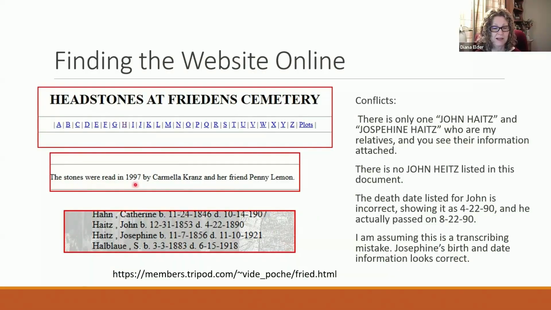The headstones were read in 1997 by Carmela Krantz and her friend Penny Lemon. So this lets us know when someone actually went to the cemetery and went through it reading the headstones, which is really good information. And then there's actually a URL here that could be included in the citation for this information. So some conflicts that we looked at: that there's only one John and Josephine Hates, and the spelling.